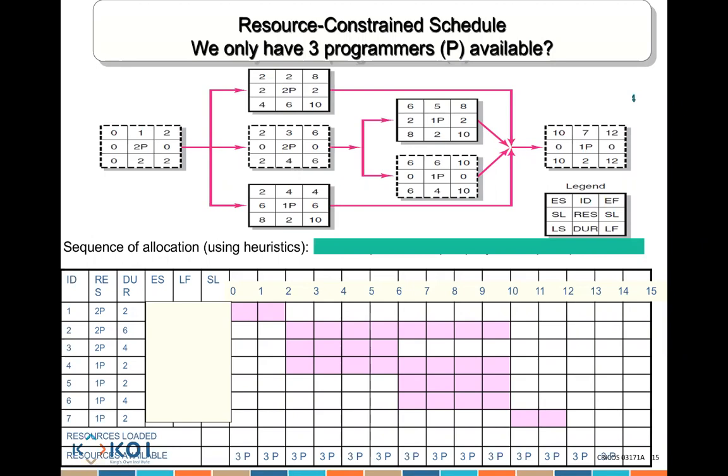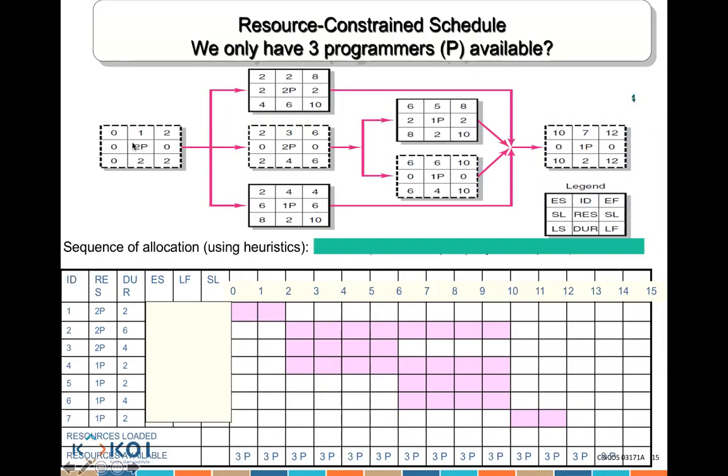Which activity would I do first? One. How many resources do I need? How many programmers? Two. So we only have three programmers overall. So we know how many programmers we have.